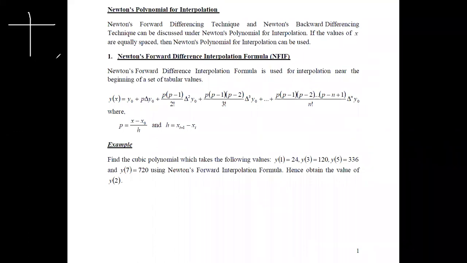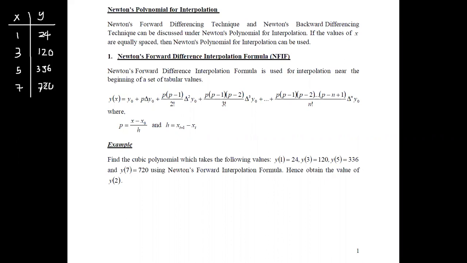Once you tabulate the values, here you may have a set of values for x and a set of values for y. When x equals 1, y is 24. Then when x equals 3, y is 120. When x equals 5, y is 336. When x equals 7, y equals 720.